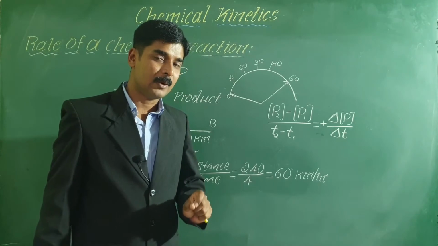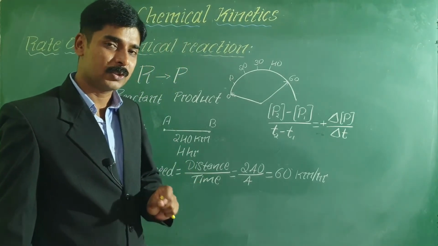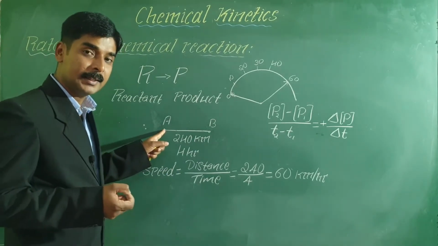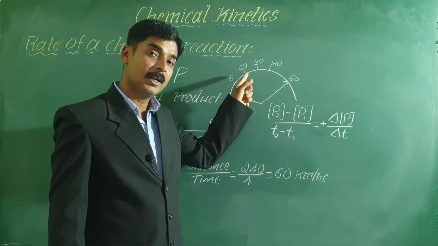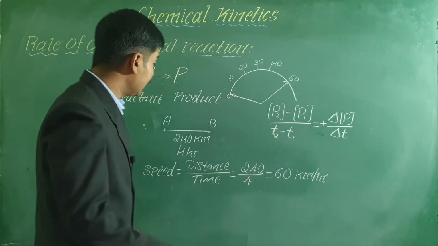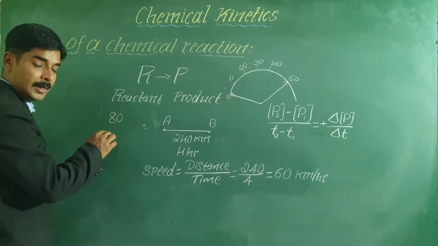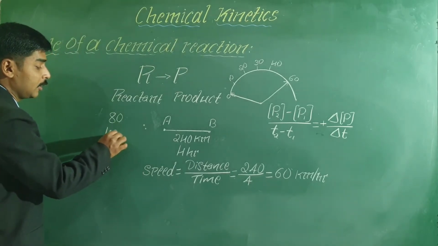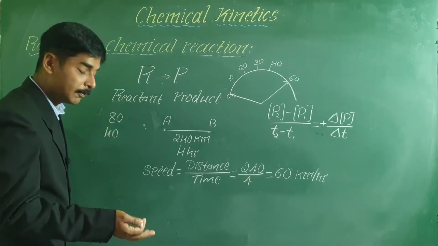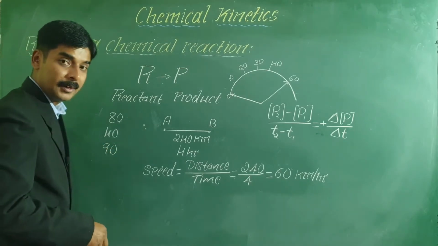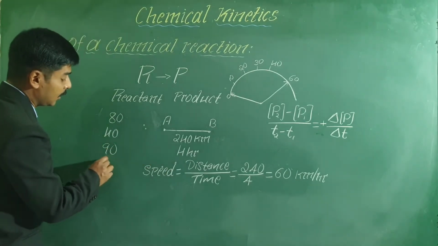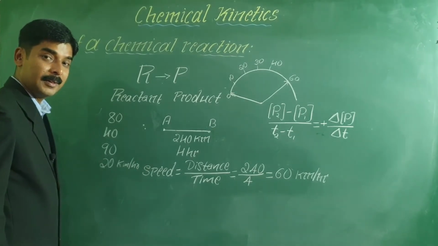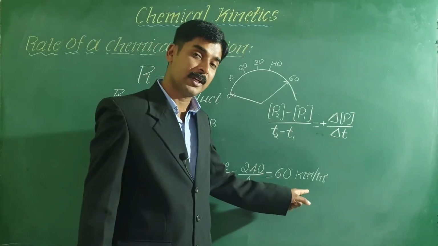Am I right? Now, let us assume that you started your journey at 10 a.m. At 10:30, when you saw the speedometer of the car, it was showing a reading of 80 kilometers per hour. At 11 o'clock, it was showing 40 kilometers per hour. At 11:15, 90 kilometers per hour. At 11:45, 20 kilometers per hour. Right? Now you tell me whether 60 kilometers per hour was the actual speed.